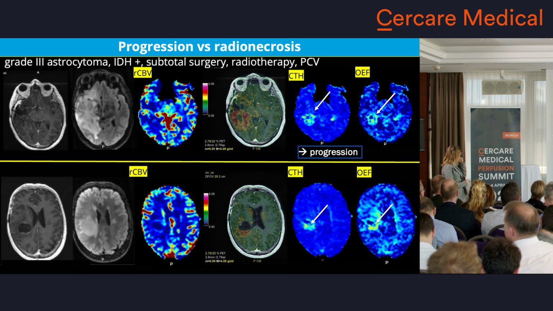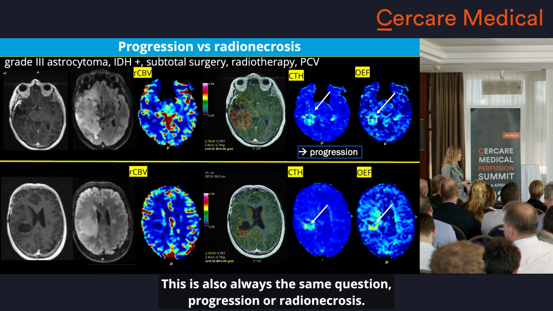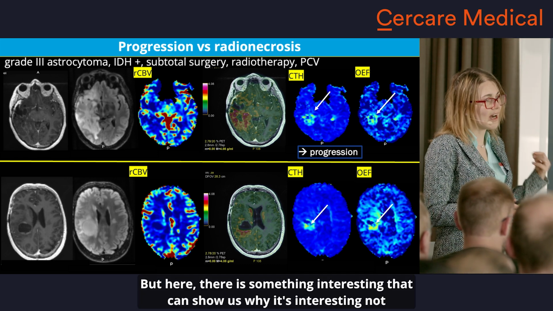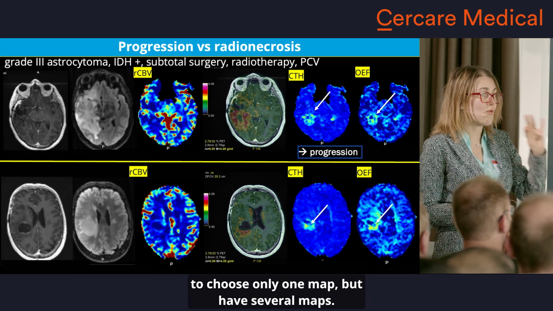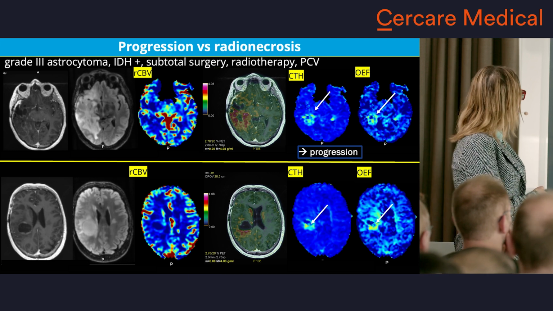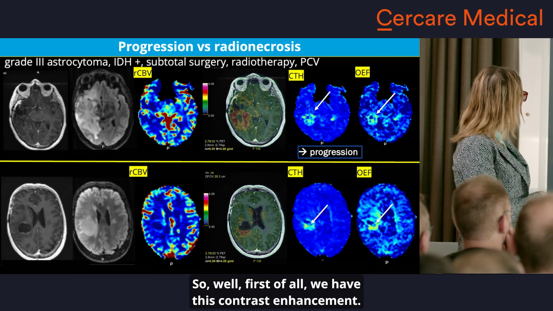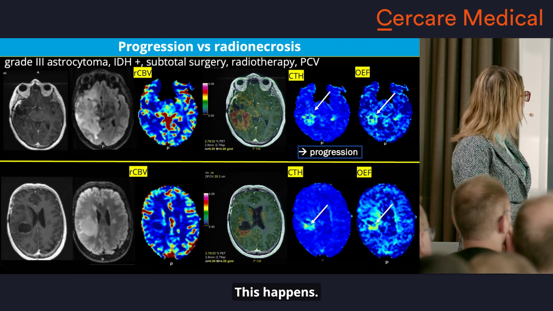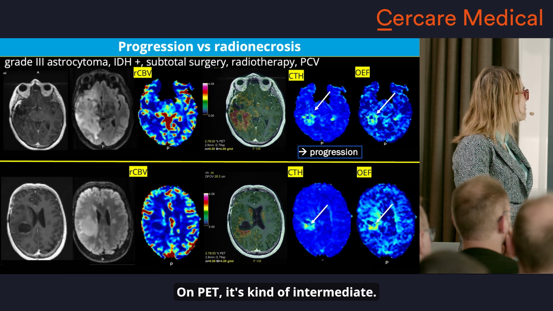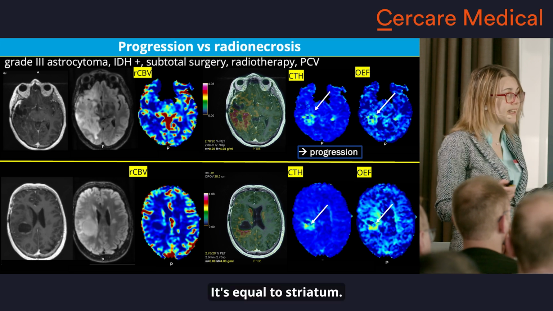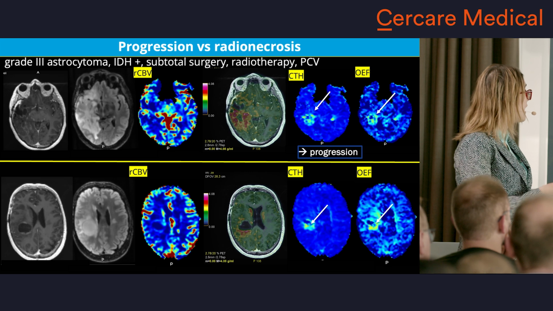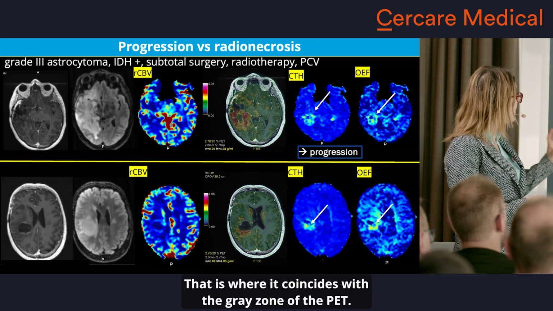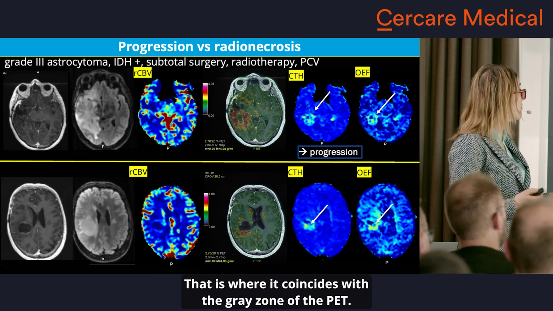Another story, this is also always the same question, progression or radionecrosis, but here there is something interesting that can show us why it's interesting not to choose only one map, but have several maps. First of all, we have this contrast enhancement. We don't see much on rCBV. On PET, it's kind of intermediate, it's equal to striatum, so we're a little bit in the gray zone. And here we have the increase of CTH and OEF that coincides with the gray zone of the PET.